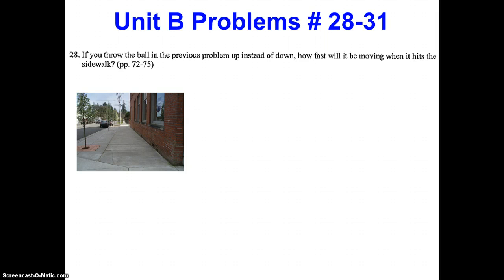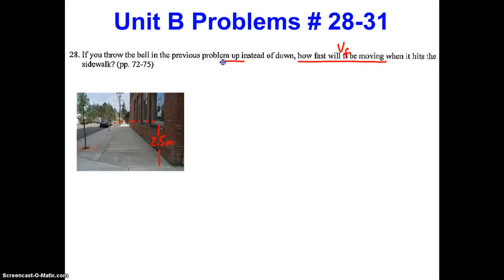If you throw the ball in the previous problem up instead of down, how fast will it be moving, which implies its final velocity when it hits the sidewalk? We need to go to the previous problem to get more information. What we have is a ball being thrown out a window 2.5 meters above the sidewalk. So let's start by labeling that. The window is 2.5 meters above the sidewalk.